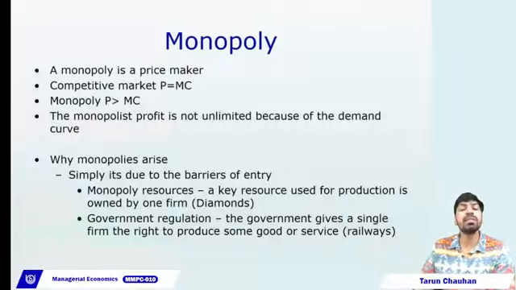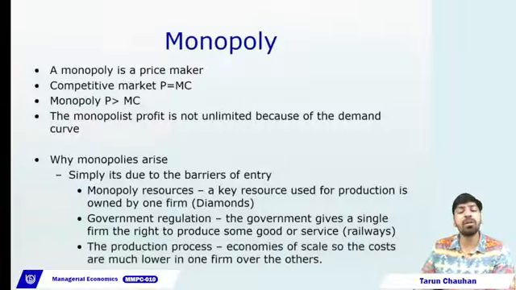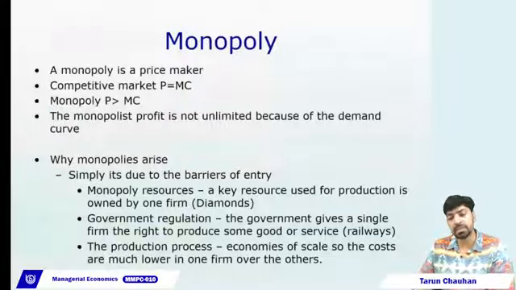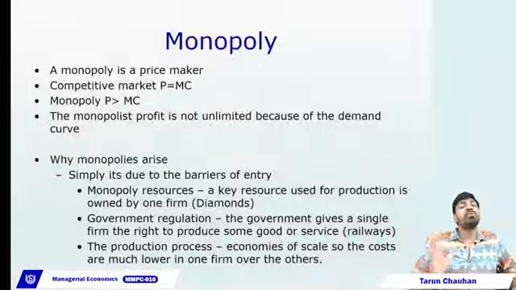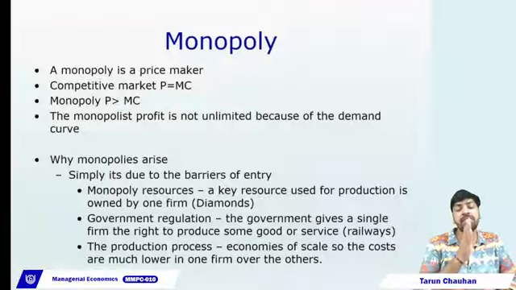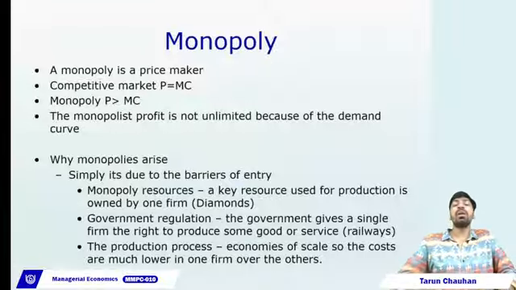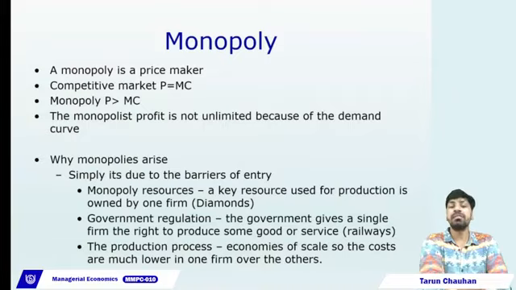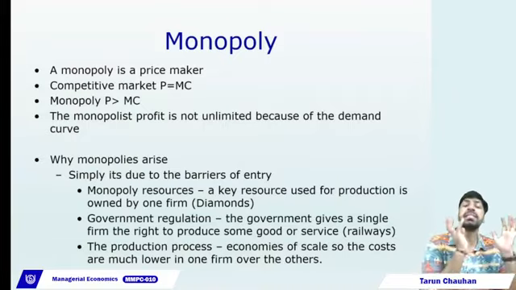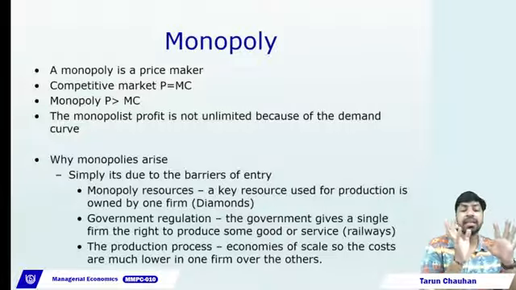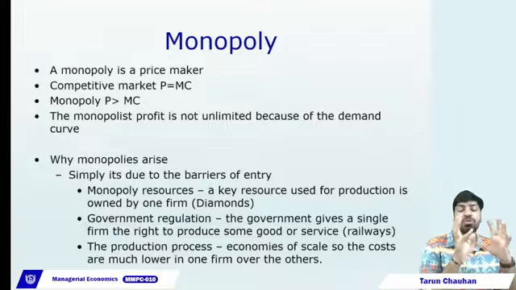The production process, economies of scale. Why? Because the costs are much lower in one firm over the others. So if we need to compare the firms from one firm to another, under monopoly the price will become lower as compared to the other firm. So this is the conceptual framework of monopoly, the conditions and situations why a monopoly could arise.